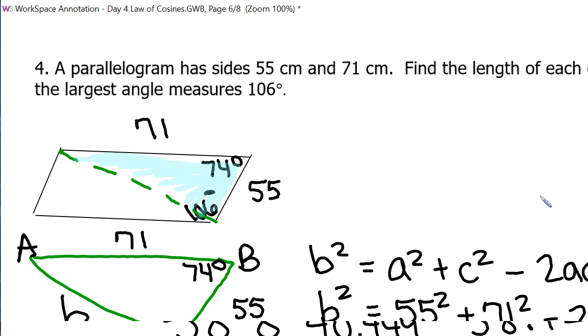74 degrees. Solving for b, if b is being squared, the inverse of squaring would be square root both sides. Square root the left side, square root the right side. And what would that side or diagonal be to the nearest tenth? 76.9. 76.9, and we need units, so centimeters. And that's for diagonal number 1.